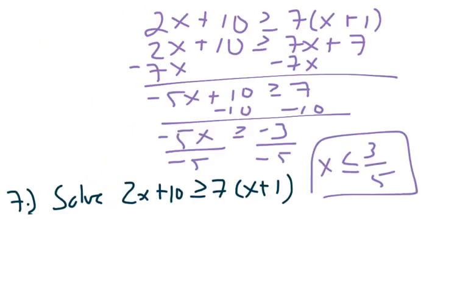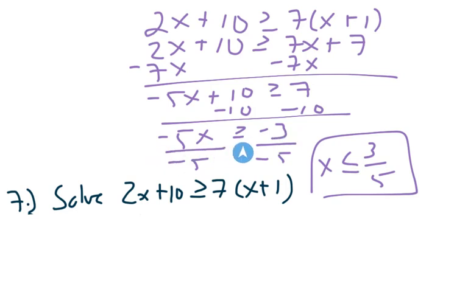And then for this one I started by distributing, so I distributed the 7 through to get 7x plus 7. Then I subtracted 7x from both sides. So 2x minus 7x is -5x. Here they cancel out, leaving me with the 7. Then I subtracted 10 from both sides. So 7 minus 10 is negative 3.